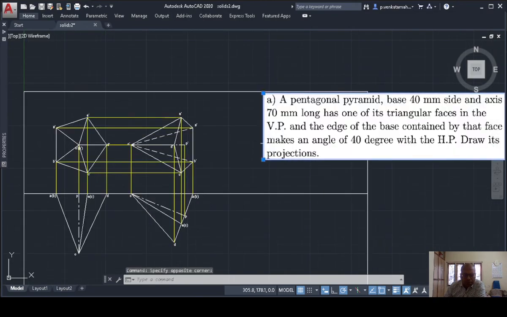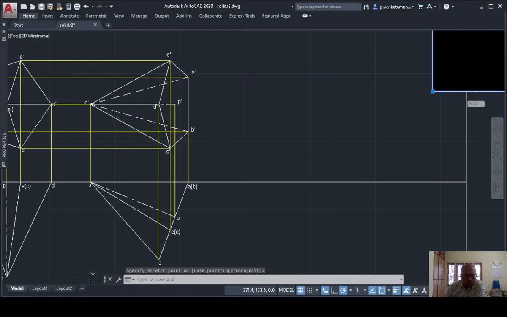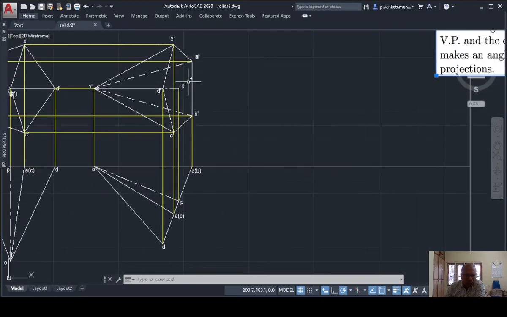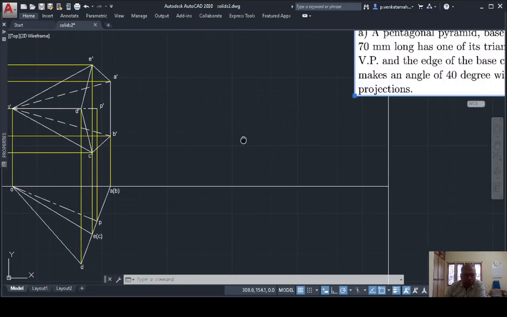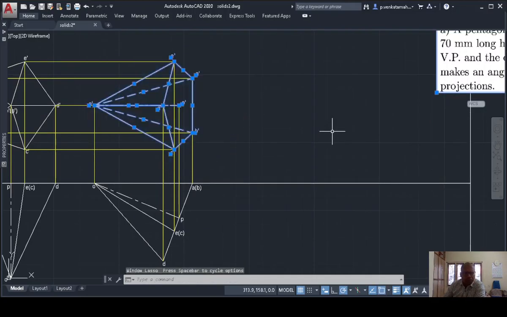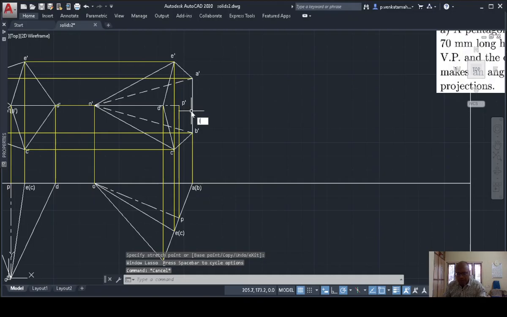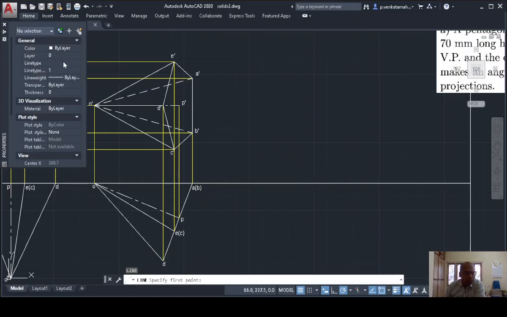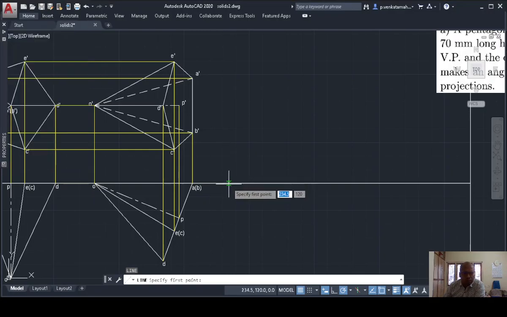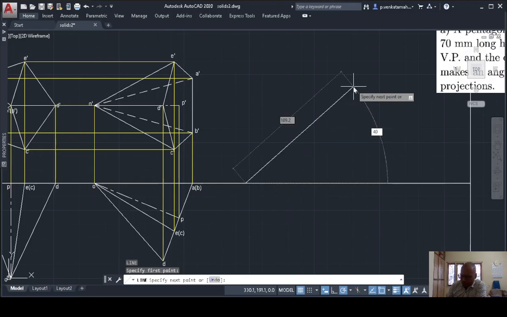Now we have another condition to it. What is that? The edge AB is making 40 degrees with HP. So that is the third condition we have to draw. So how to draw that? So copy all the front view. This is the front view. Before that I will draw a line making an angle of 40 degrees with XY. So this is a 40-degree line.